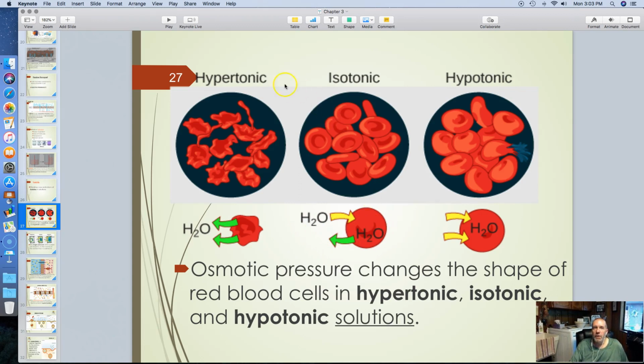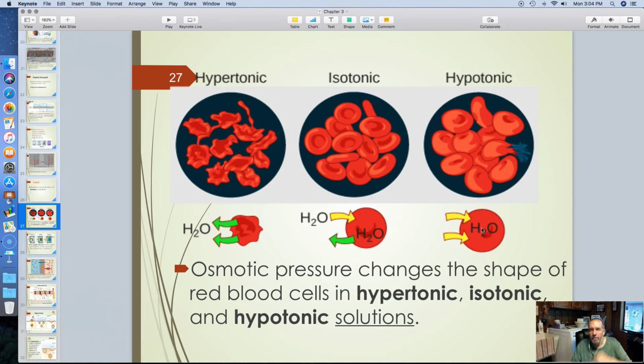So this can get confusing quickly because if I'm referring to the solution, then it's the solution that has either a hypertonic condition, more solutes outside, in other words, more solutes in the solution than inside the cell. Hypotonic, meaning there are less solutes in the solution than inside the cell. Or obviously the easy one is iso.